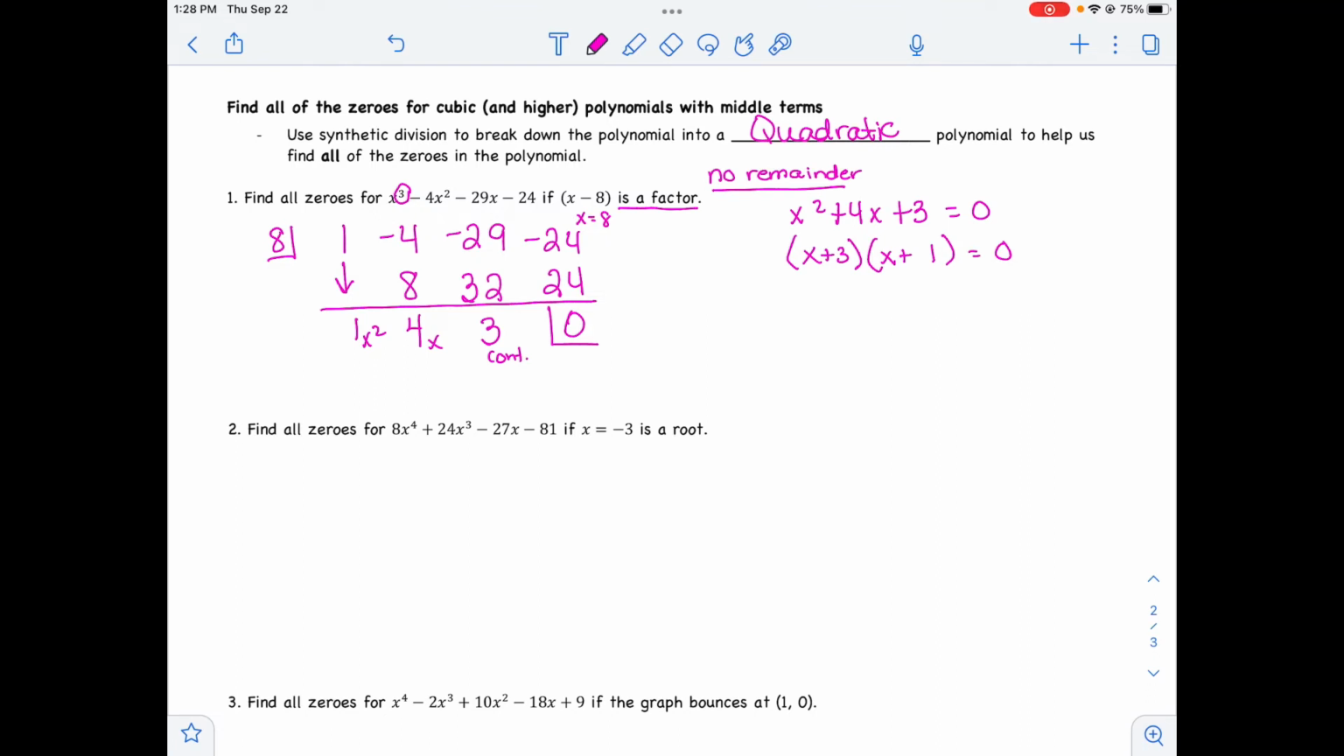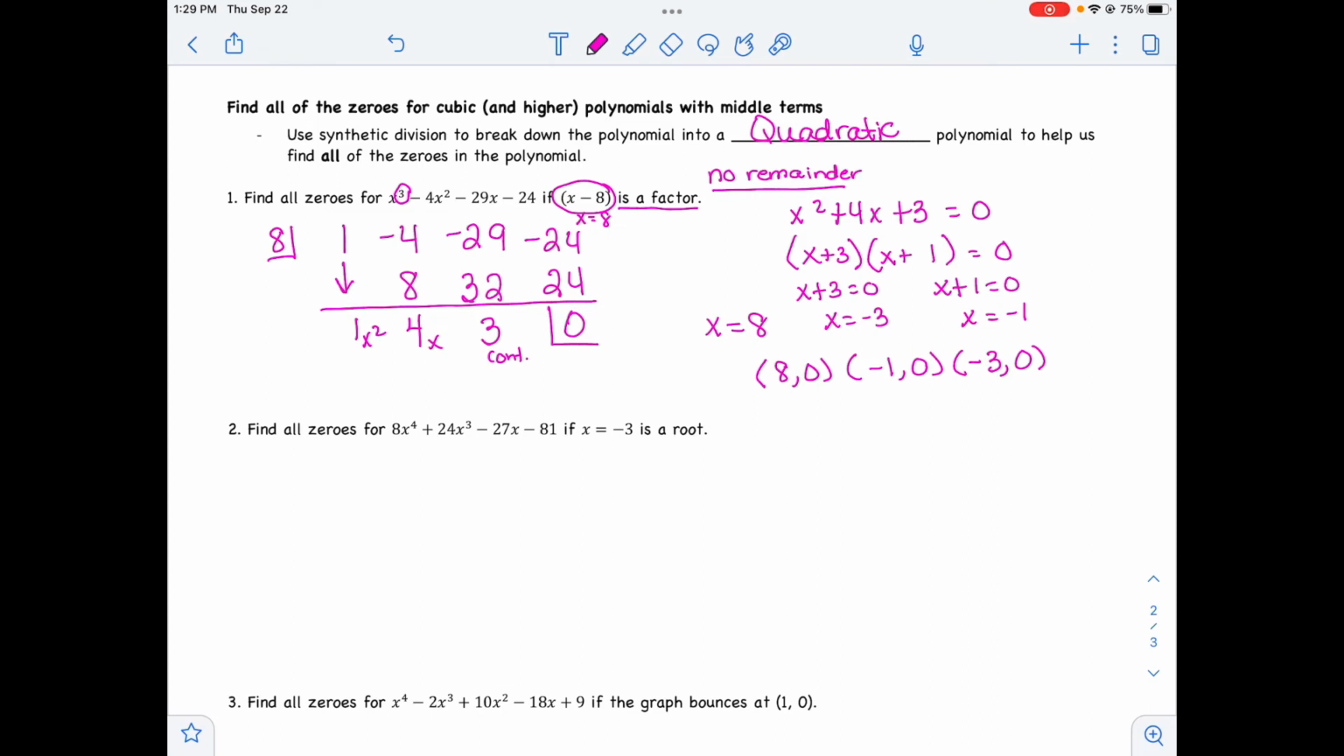So now we know that we can set each of these pieces equal to 0. So x plus 3 equals 0, and we end up with x equals negative 3. x plus 1 equals 0, and we end up with x equals negative 1. And we already know that x minus 8 is a factor, so we also have a root of x equals 8. So our answers here are roots are 8, negative 3, and negative 1. We can write those as true roots or coordinates. So 8, 0 is a root, negative 1, 0 is a root, and negative 3, 0 is a root. And those would be your answers.